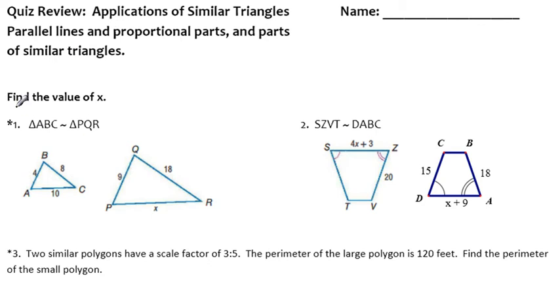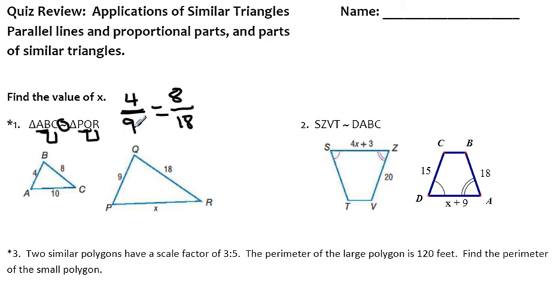Number 1. We're asked to find the value of x, and we're told that triangle ABC is similar to PQR. Whenever you see the symbol for similarity, it prompts us to set up a proportion. So we can set up side AB, which is 4, over side PQ, which is 9, and that will equal side BC, which is 8, over side QR, which is 18.